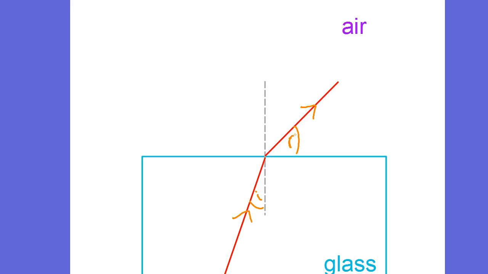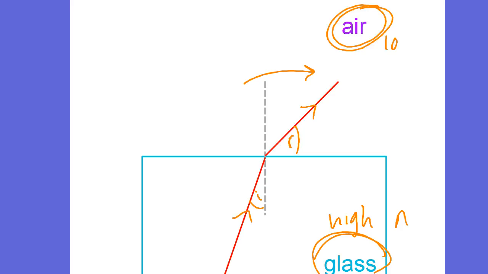So what we see is when light goes from a high refractive index, such as glass, to a low refractive index, which is air, it bends away from the normal. That is super important, and that is why you cannot get total internal reflection moving from air to glass. So we're going from a high n to a low n.